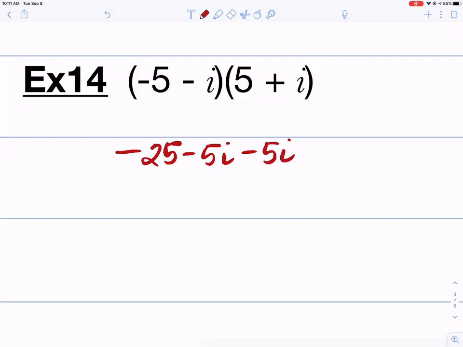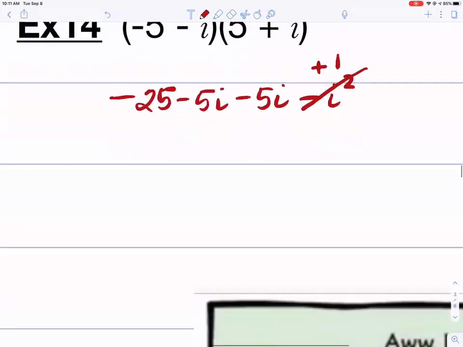And then finally, the lasts: negative i times positive i. Negative i squared. Okay, now, what is just the i squared piece? A negative 1. And you've got a negative in front of that. So what's a negative negative 1? Yeah, so we're going to turn all of this into a plus 1. Combine your like terms. So what are your real pieces? Negative 24. And then what are your imaginary pieces when you combine them? Negative 10i.